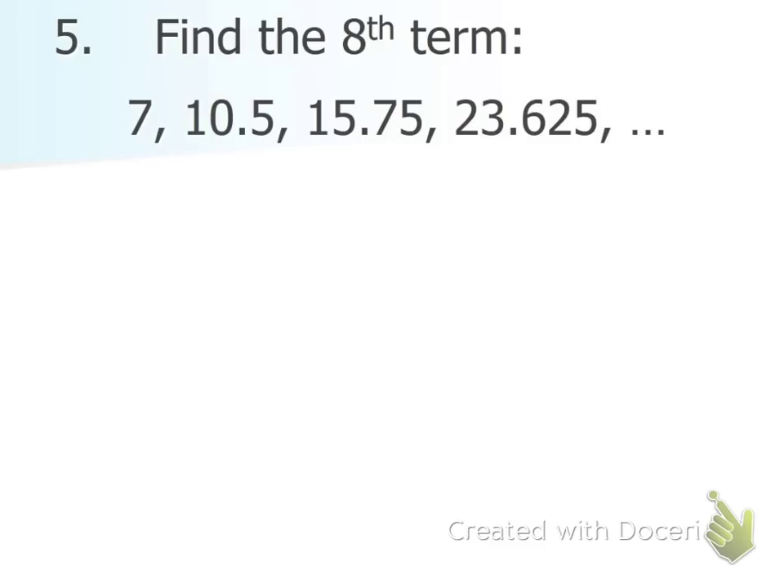Find the 8th term of this sequence. You know what? Let's scribble out the 8th term. Let's change that. Let's find the 25th term. Okay, everybody got their calculators? Help me out. We find the 25th term by taking the first term, which is 7, times... Oh, I need to find the ratio. So let's go off to the side. Everybody take 10.5 divided by 7 for me.